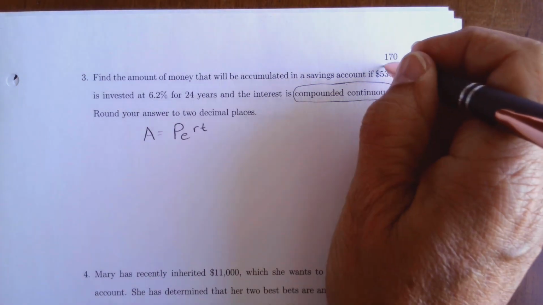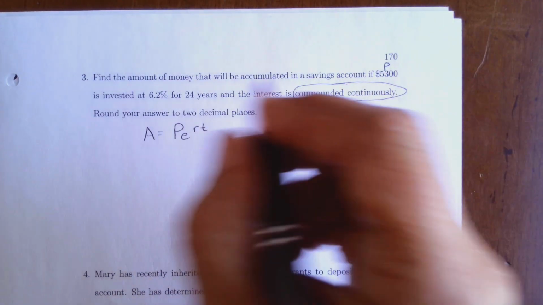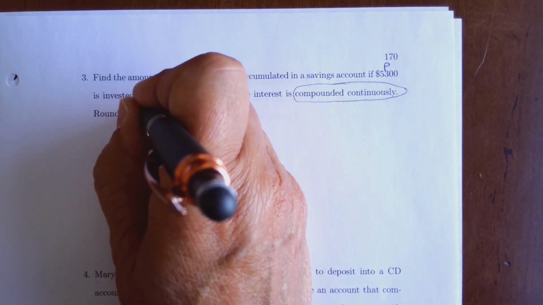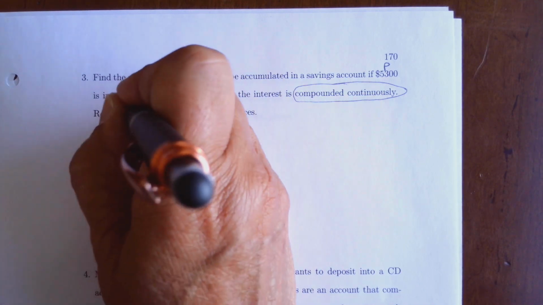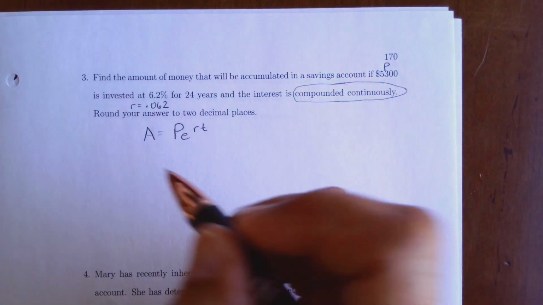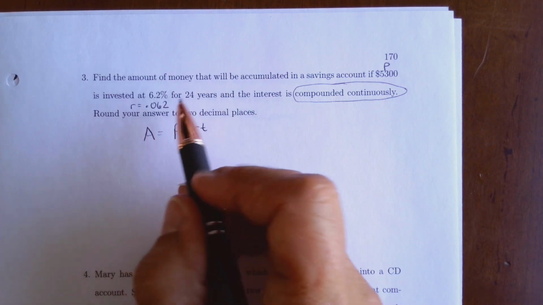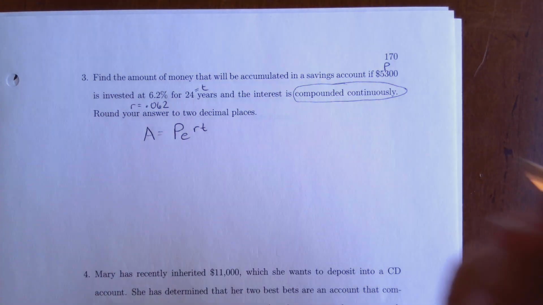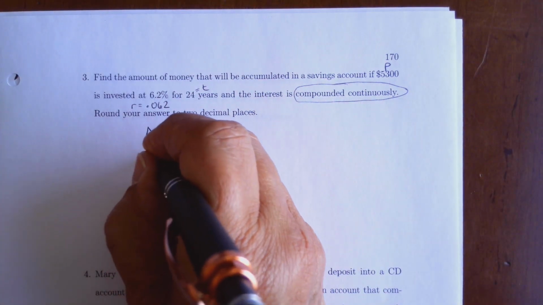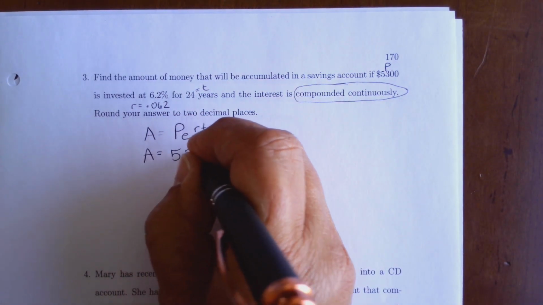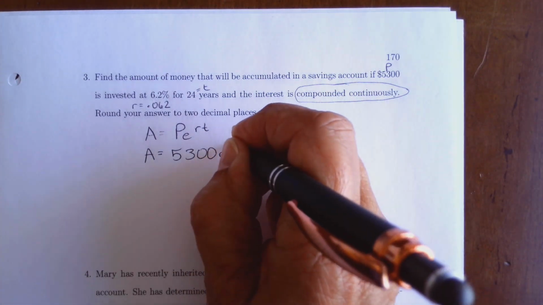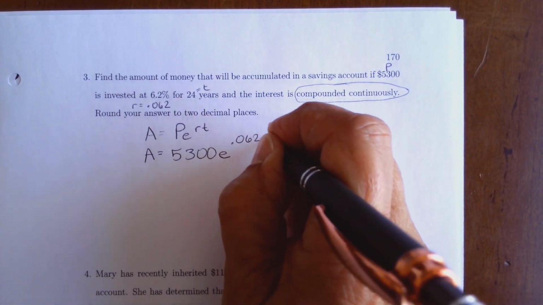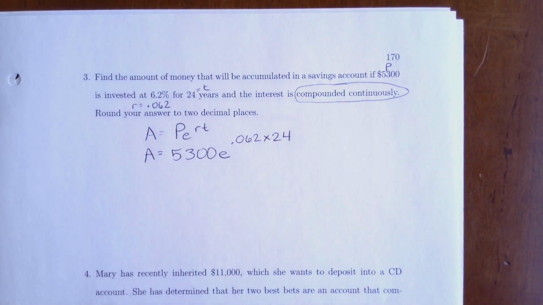So we're going to start with P, 5,300. Here's our interest rate, 0.062. That's going to be R. Always write it as a decimal. And then this is our time, 24 years is T. All right, so we're looking for A. We're going to start with $5,300, E to the rate, 0.062 times 24.